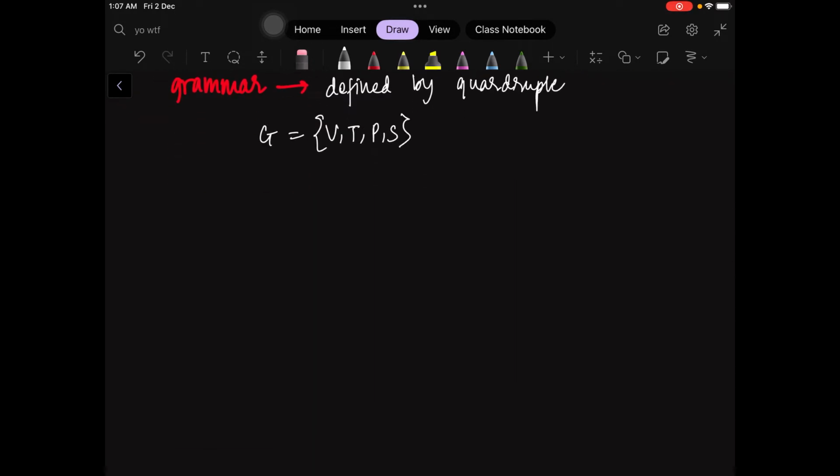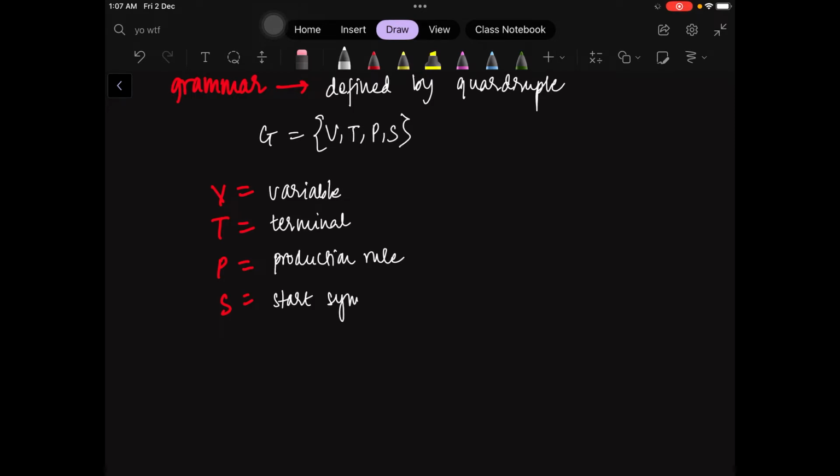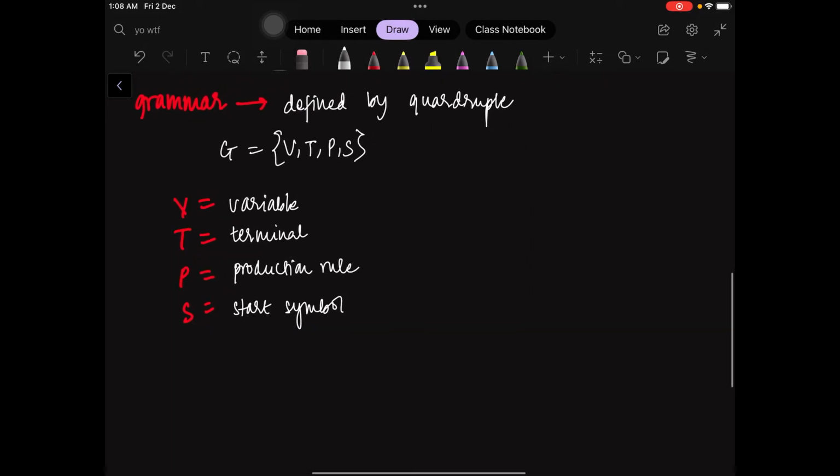Now in these, what is V, what is T, what is P, and what is S? So let's find out what they all mean. V means a variable, T means a terminal, P means a production rule, and S means a start symbol. Cool. I know it doesn't make any sense as of now, so first let's see what exactly grammar means.